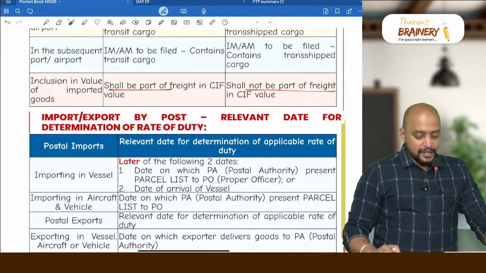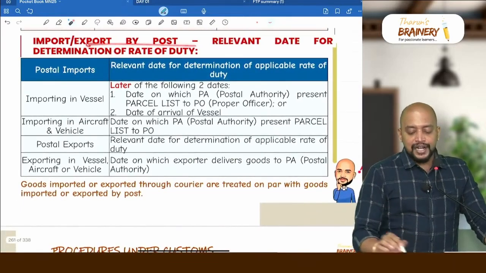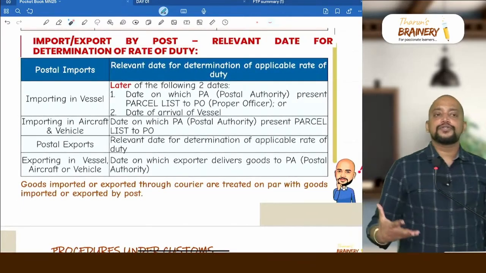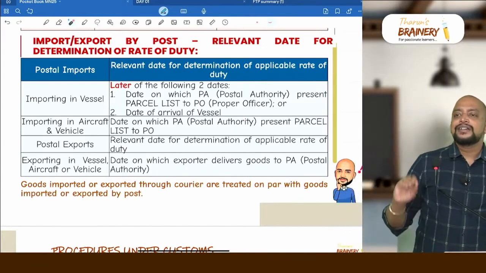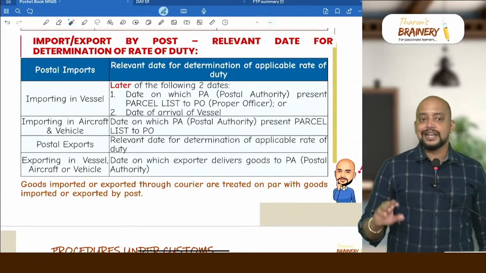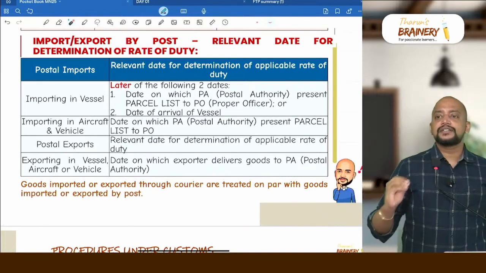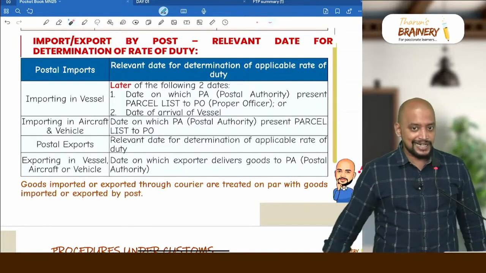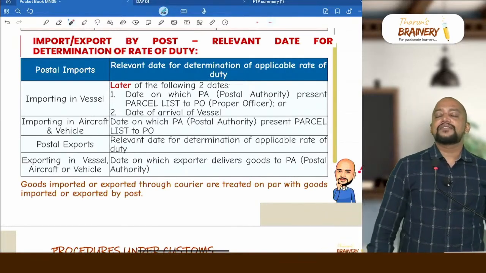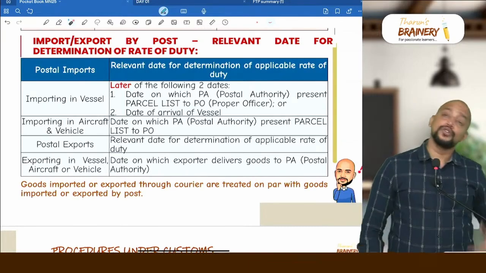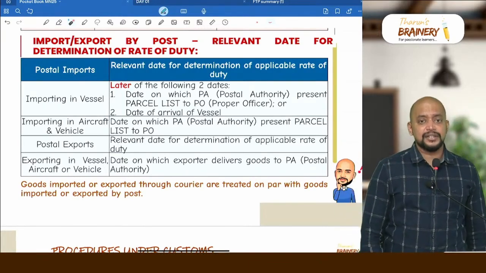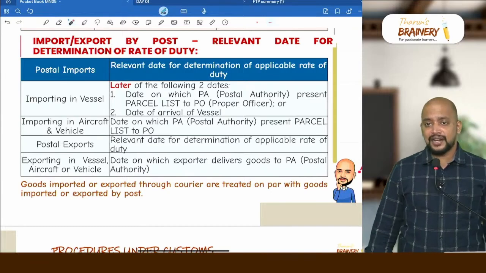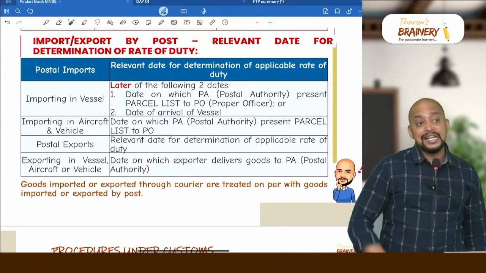Okay. Then import or export in case of post. So post also we can make import or export. When we make import or export by post, keep in mind, the process will not be tested in exam, but the relevant date for determination of rate of duty is usually tested in exam, that is, what should be taken as relevant date in case of import? Usually date of presentation of bill of entry or grant of entry inwards or arrival of the vessel or aircraft or vehicle, whichever is later.